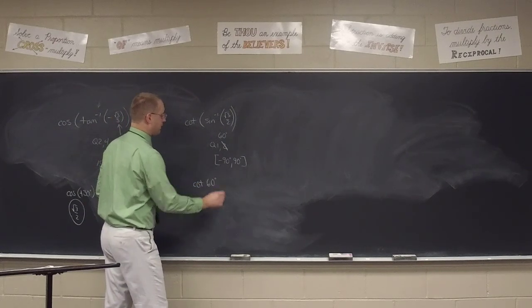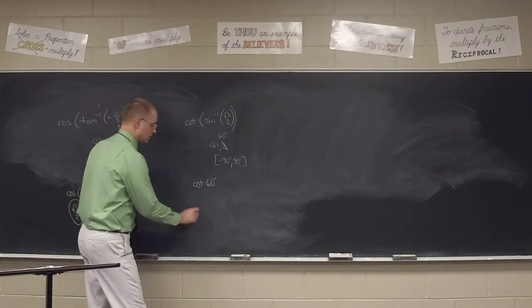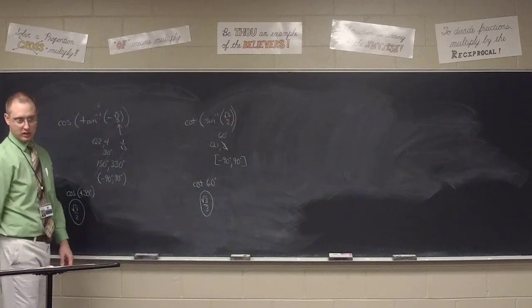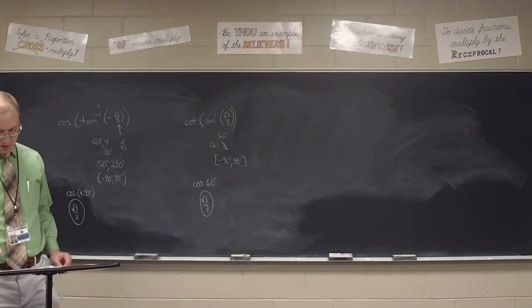And so then I ask myself, what now is the cotangent of 60? Square root of 3 over 3. And there's our answer. All right, questions on these? Have your calculators at the ready, if you have them available.